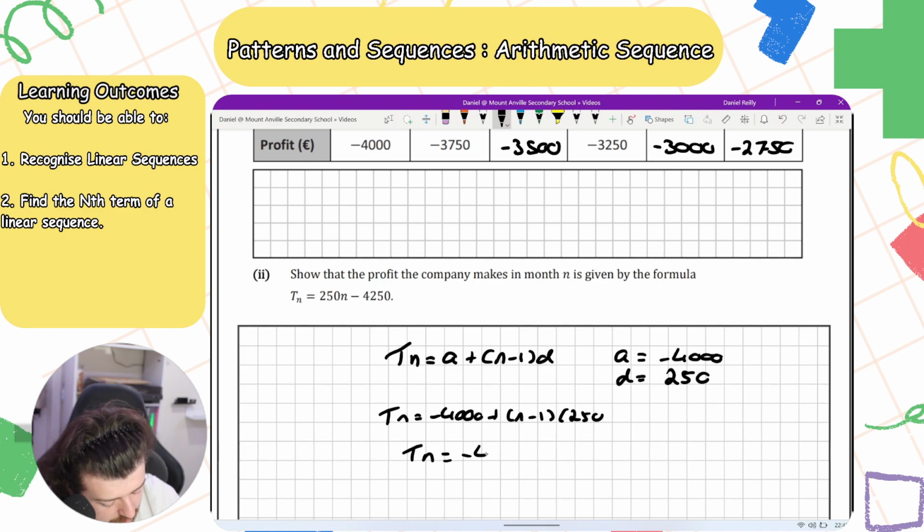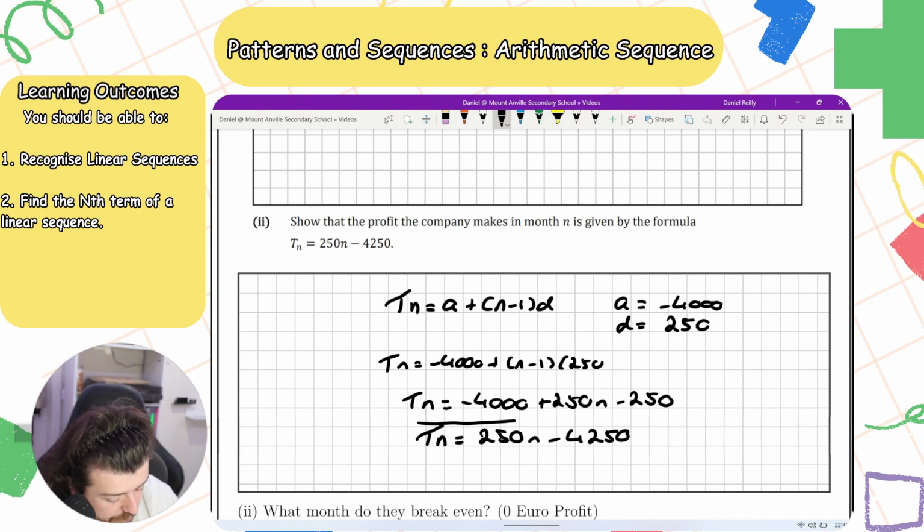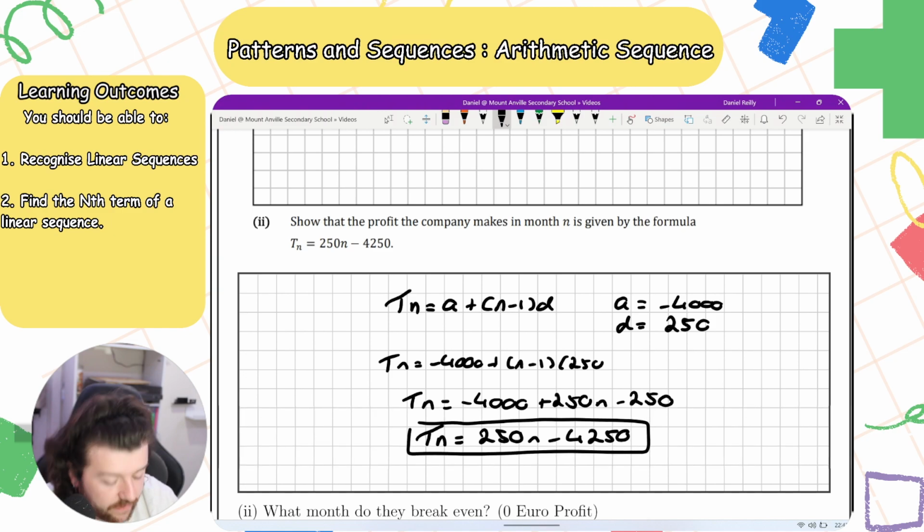Tn equals minus 4,000 plus 250n minus 250. Tn equals 250n minus 4250. And there you go, I have proven it.